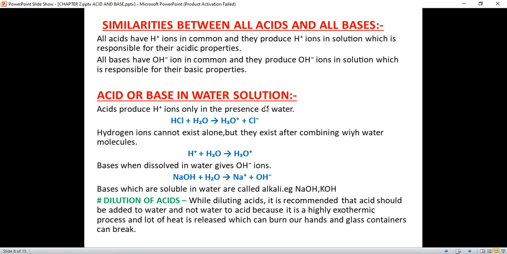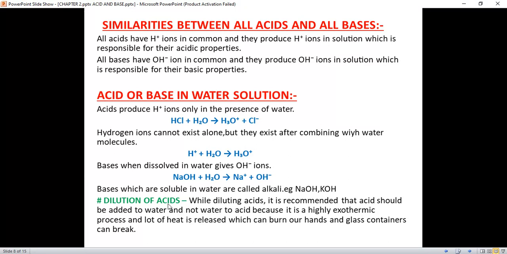Acid or base in water solution. Acid cannot release H plus ion in the absence of water. They will release H plus ion only in the presence of water. Example, HCl plus H2O gives H3O plus and Cl minus. Likewise, bases also dissolve in water to give OH minus ions.